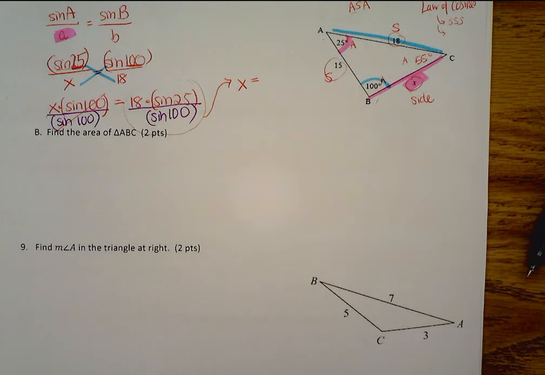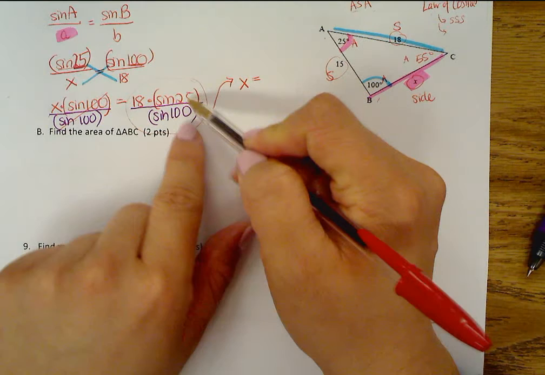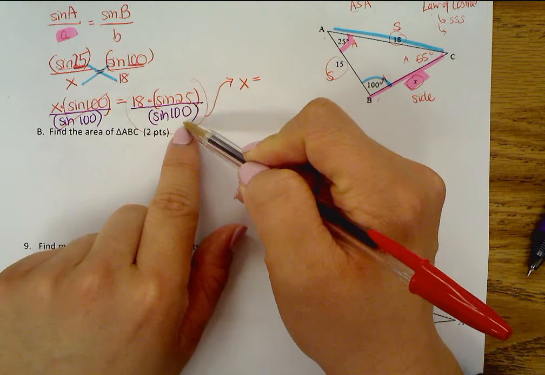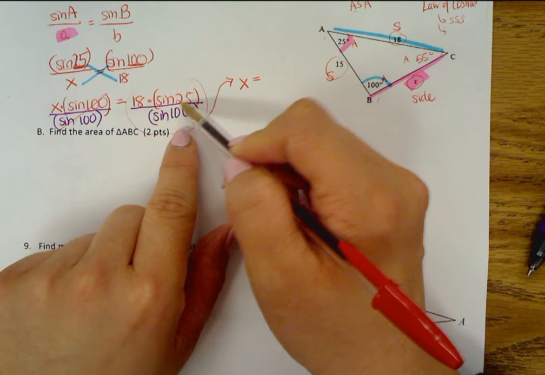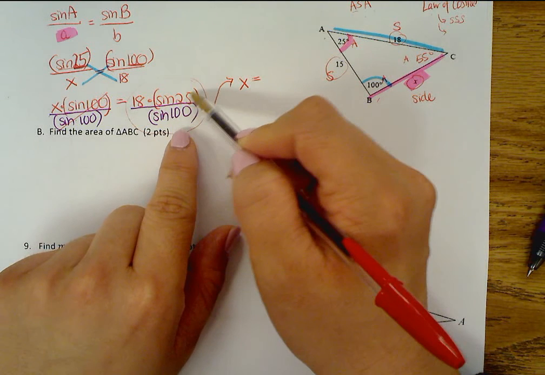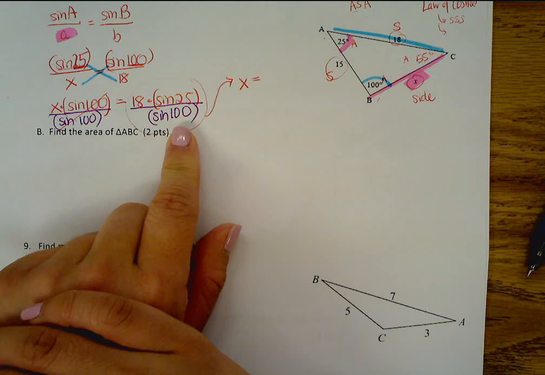Raquel says, can I do 25 over 100, like a fraction? No, because it's not 25 here. That's a big mistake. This is not 25. This is sine of 25. Can it just be sine of 1 over sine of 4? Good question. No. That's a red flag.